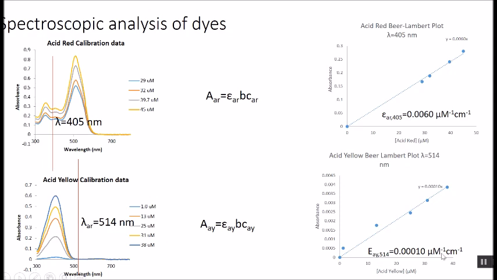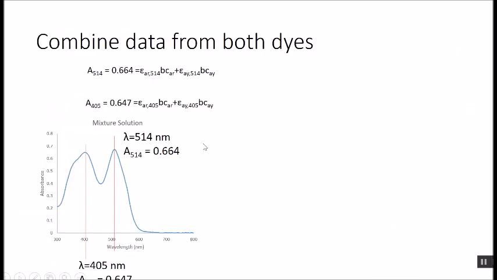Okay, now we have enough information to go back to our mixture and try to figure out what the concentrations are of the two dyes in this mixture. We have a system now of two equations and two unknowns. If we'd had three unknowns, we would need to have measured a third wavelength. If we had four unknowns, we'd need to have measured a fourth, so that we get enough information to solve this problem.